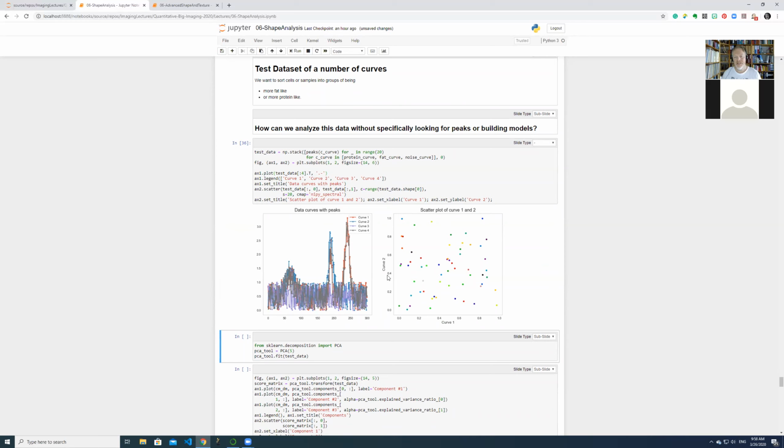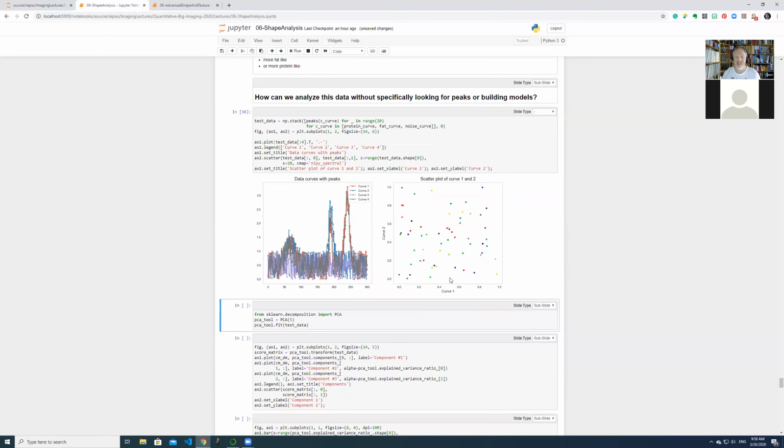We could try doing a scatter plot comparing different curves. So curve 1 and 2 would actually be corresponding to fat and protein. And you can see there's essentially no correlation at all. So it's very hard to do anything with that.